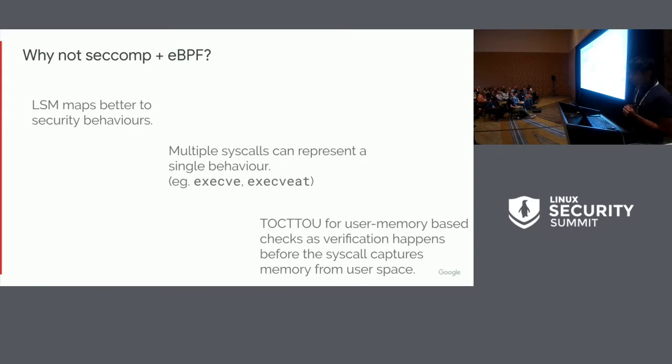Why not seccomp and eBPF? Seccomp and BPF, I have an extra E there. LSM maps, as I said, better to security behaviors. The syscall footprint in Linux, we were talking earlier, I didn't even know whether it is increasing at all, but it seems like we're talking about adding new syscalls, which if it does happen, then you need to update all your seccomp logic to incorporate those syscalls. And you could also deny everything by default, but that's going to make your developers very angry. So it's the balance between API and security behaviors here.